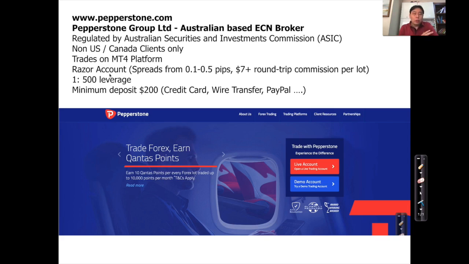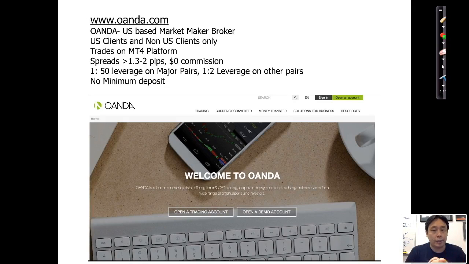Minimum deposit for most forex brokers starts as low as $200, and nowadays you can fund with credit card, PayPal, or telegraphic transfer. There are many ways to fund the account. For US clients, you can use Oanda. Now, I personally have never used Oanda, but I've heard good things about them, so you may consider them. The only trouble is that they are a market maker broker. I couldn't find any ECN brokers available for US clients. If you can find one, do let me know. I'd love to introduce it to my students.